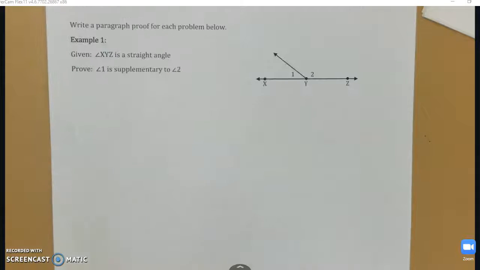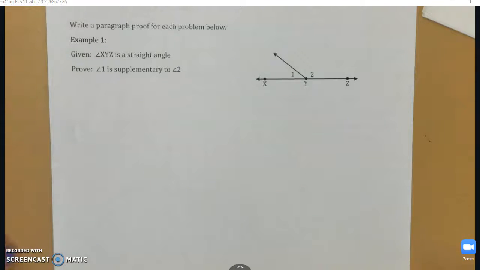So, quick reminder, each paragraph proof has an introduction, a body, and a conclusion. Our introduction is going to have our givens and anything we can assume from our diagram. The body is going to have any math or numbers that we're working with. And then our conclusion is going to state what we proved with a definition to support it. So let's jump into example 1.